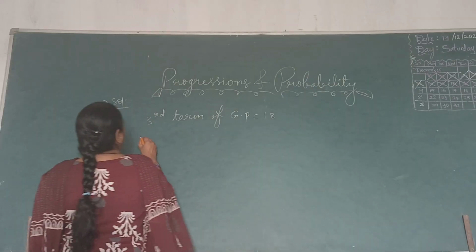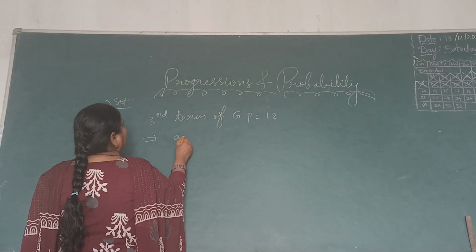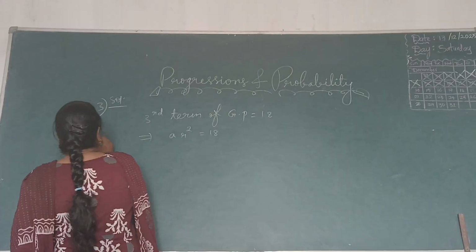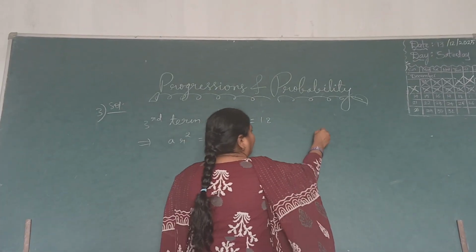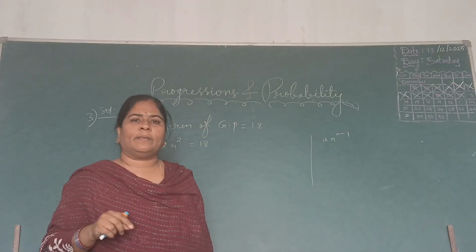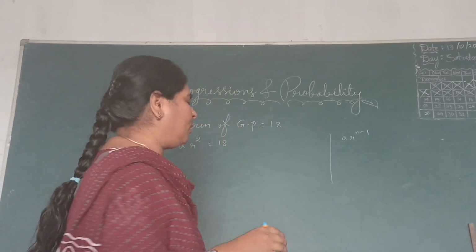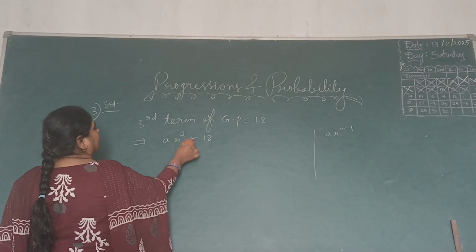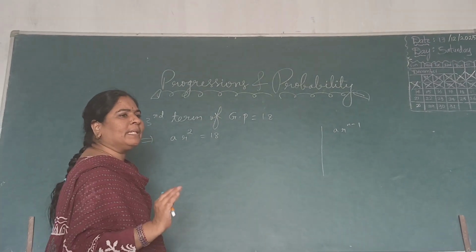So we already know the formula. Third term is AR square. What is the formula for nth term of a GP? AR to the power n minus 1. So as third term is given, AR square is 18, directly written. That is A3 is given.